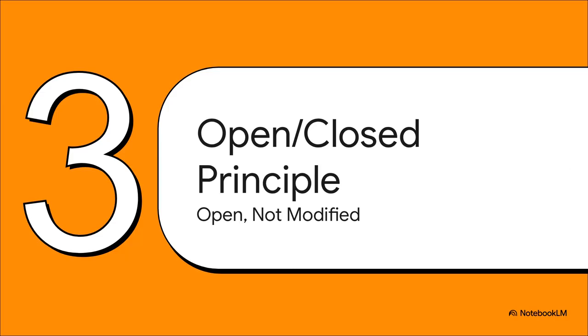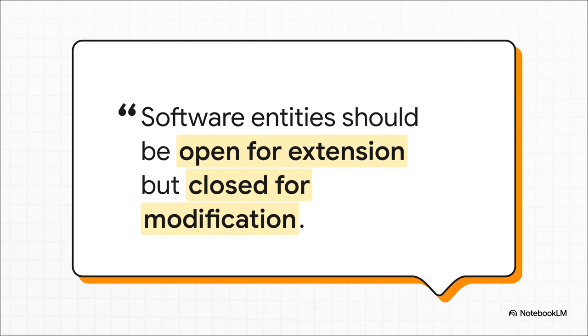Let's move on to the O, which builds on this idea. This is the open/closed principle. The goal here is kind of the holy grail in software. How can we add new features without ever touching old, working, and already tested code? The principle says that our code should be open for extension, which means we can easily add new behaviors. But it should also be closed for modification, meaning we shouldn't have to go back and change the original source code to do it.